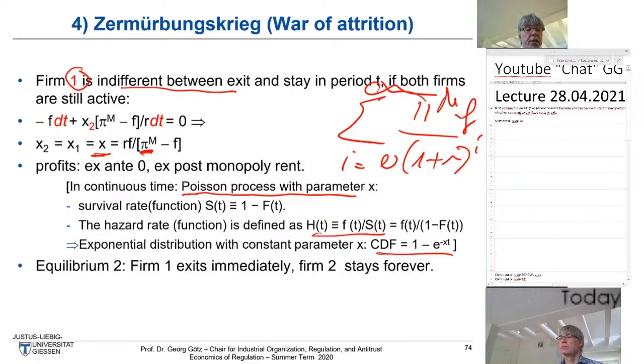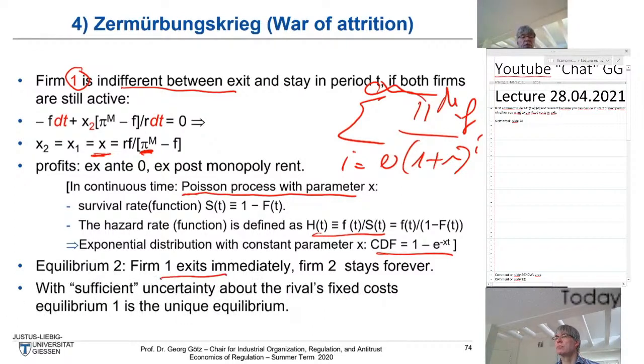Okay, this is equilibrium 1. Equilibrium 2 is one where, as we once had in Germany with Arena and Sky, two firms, at that time Sky was called Premiere, were trying to set up a pay TV channel. It turns out, if you know as Arena that Sky will certainly stay in the market, you will exit immediately. But what Tirole shows, for instance, is that with sufficient uncertainty, if you are uncertain about your rival's fixed cost and don't know whether it is high or low, equilibrium 1 is the unique equilibrium. We will get back to that.